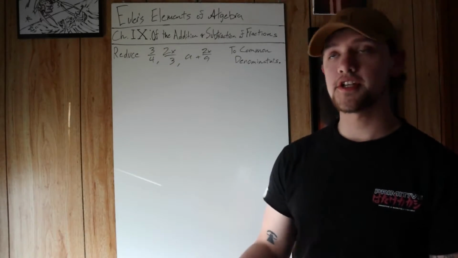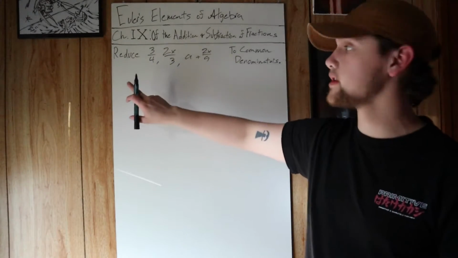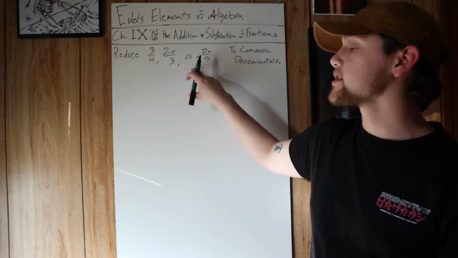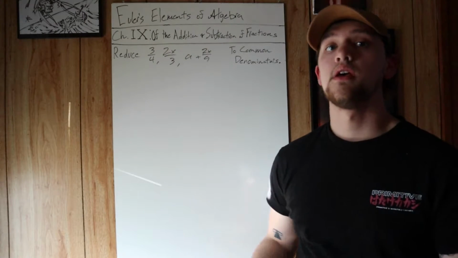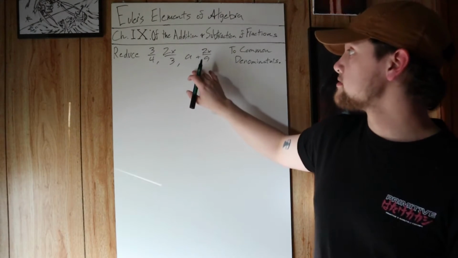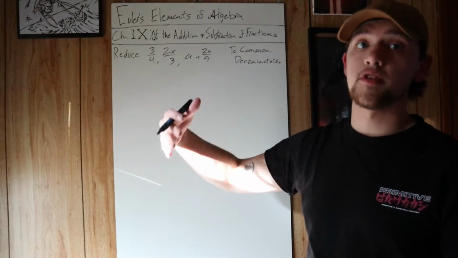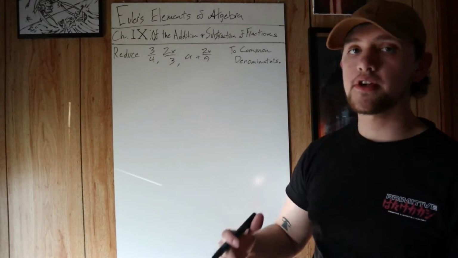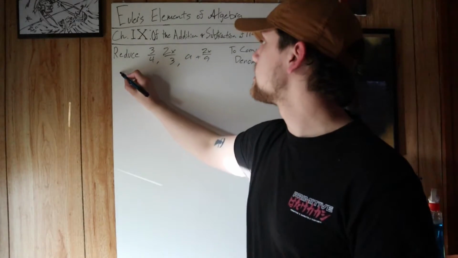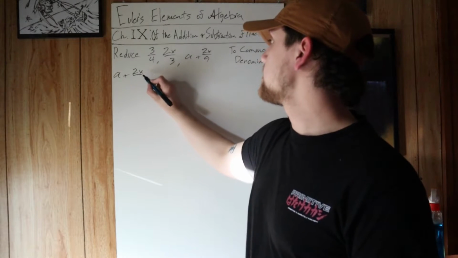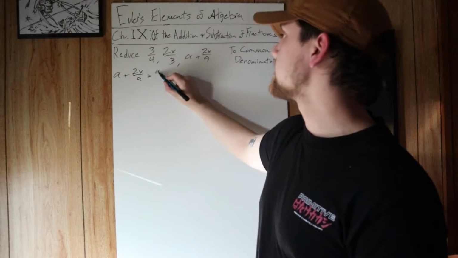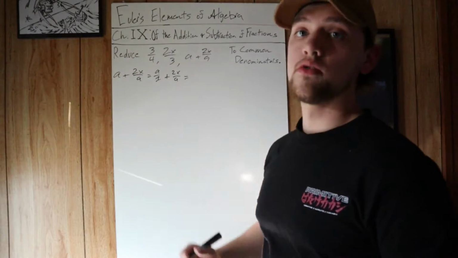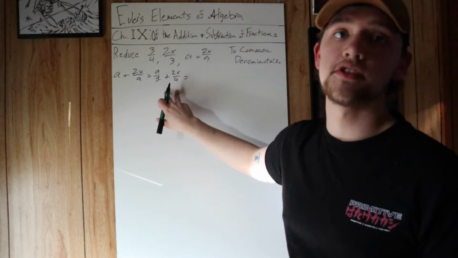This brings us to our fourth example Euler provides for us, which is reducing 3/4, 2x over 3, and the quantity a plus 2x over a to common denominators. First of all, what's very helpful to do when reducing three terms is if they were all in fraction form. Clearly a plus 2x over a is not in one single fraction, so let's go ahead and do that. A plus 2x over a. We know that a obviously is just equal to a over 1 plus 2x over a, which helps us for combining these into a single fraction.